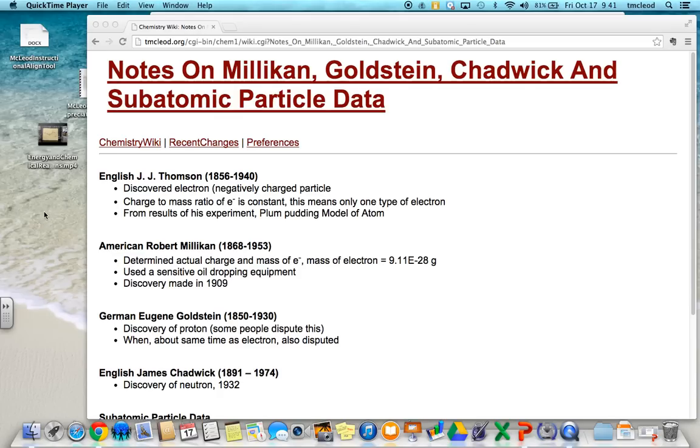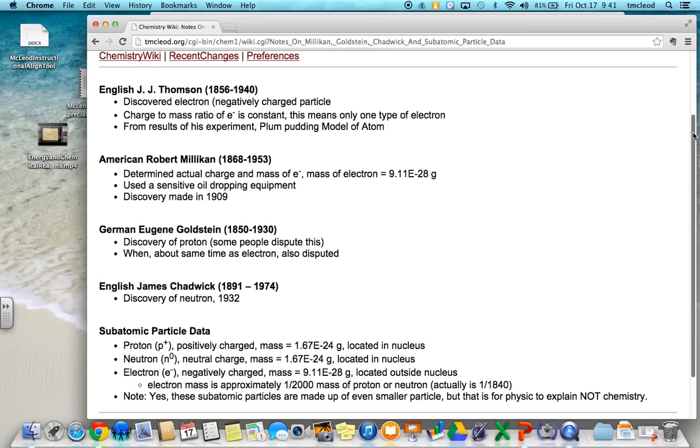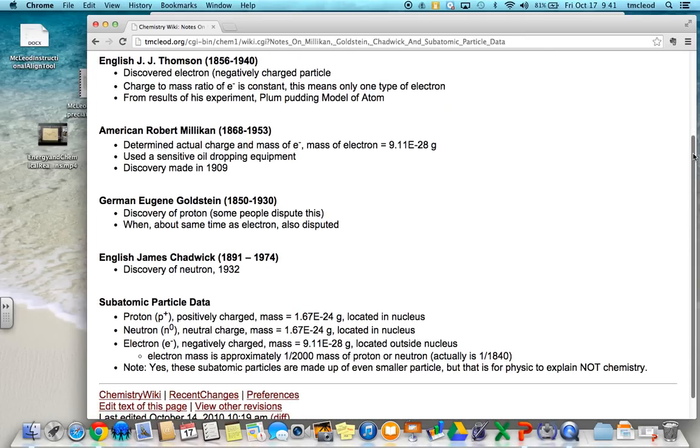The other subatomic particles were discovered, but one was by Goldstein, and actually there's a few people who supposedly have discovered the proton, but we're going to use Goldstein. And then the other one, which was discovered later, was from Chadwick, the neutron.